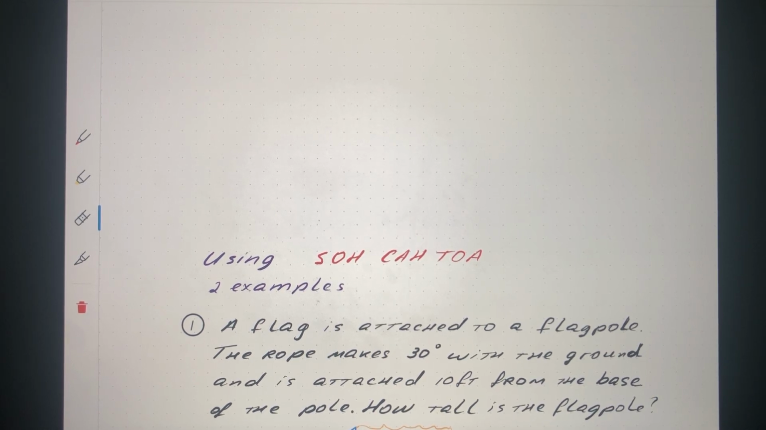Hi, in this video let's look at two examples of using SOH CAH TOA. As you may recall, SOH CAH TOA stands for: sine is opposite over hypotenuse, cosine is adjacent over hypotenuse, and tangent is opposite over adjacent. So let's look at two examples of how to use these ratios.